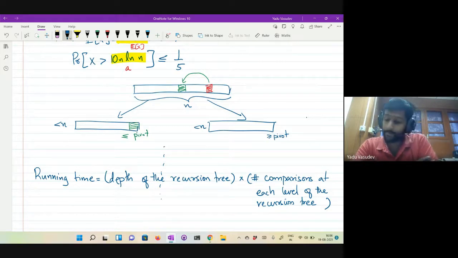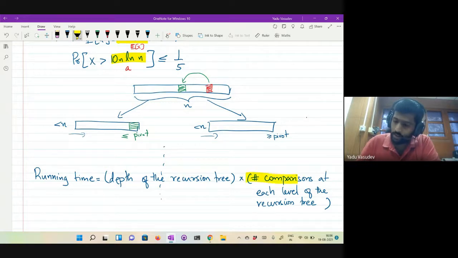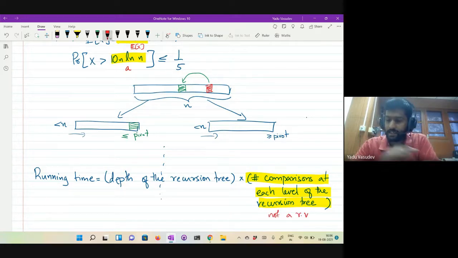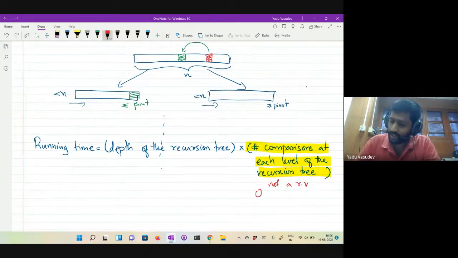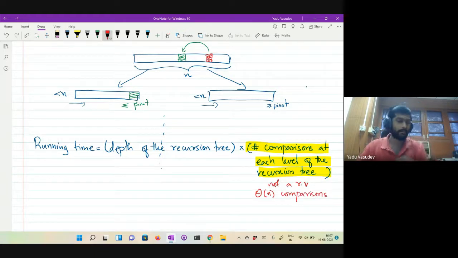So I'm talking about the number of comparisons at the level. You have to look at the number of comparisons in this subarray plus the number of comparisons in the second subarray at every level, right? So this quantity here is not a random variable. The reason is that you always have to do theta n comparisons here, right? Because in quicksort, you are going down both the branches.